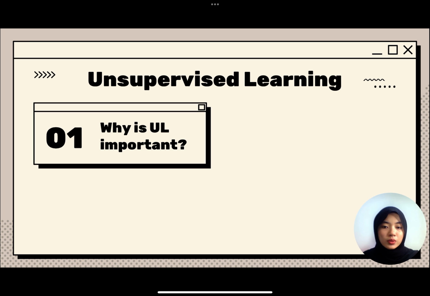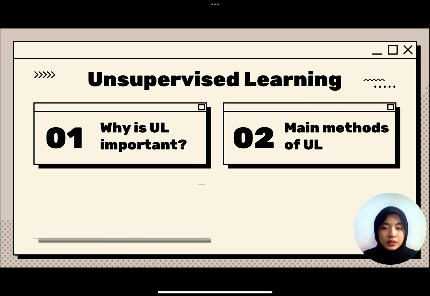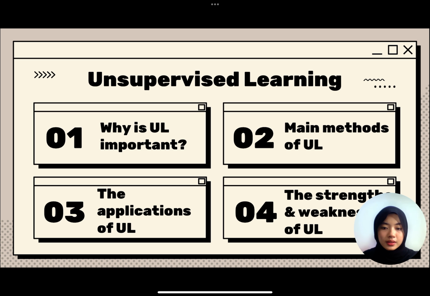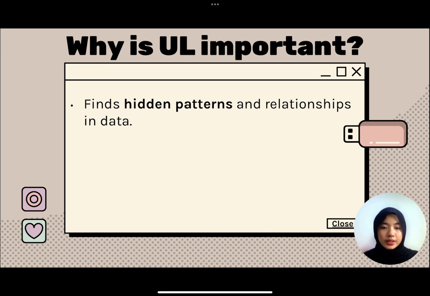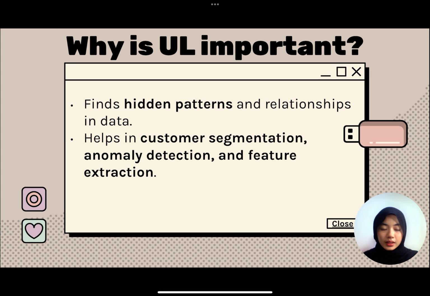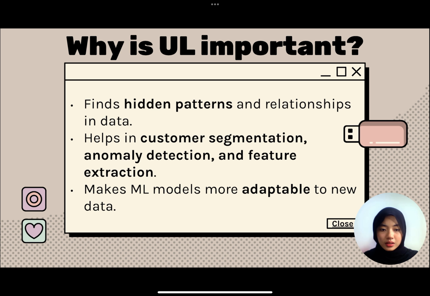Now we know what unsupervised learning is. So next we look at the importance of it, the methods, the applications, and the strengths and weaknesses of unsupervised learning. Okay, so why is unsupervised learning important? First, it can find hidden patterns and relationships in data that humans might overlook. Second, it is very helpful in tasks like customer segmentation, anomaly detection, and feature extraction. And lastly, it makes machine learning models more adaptable to new data, and this is very helpful since data keeps changing over time.